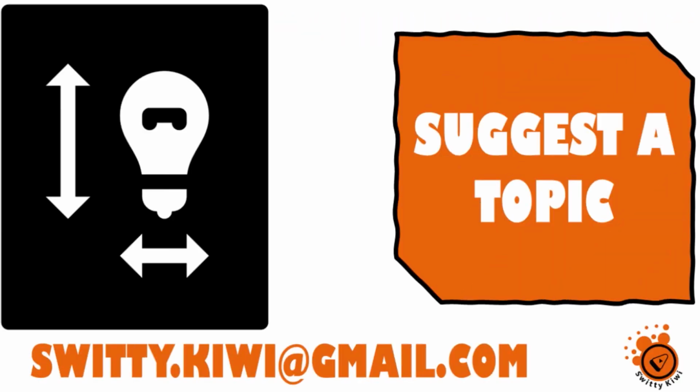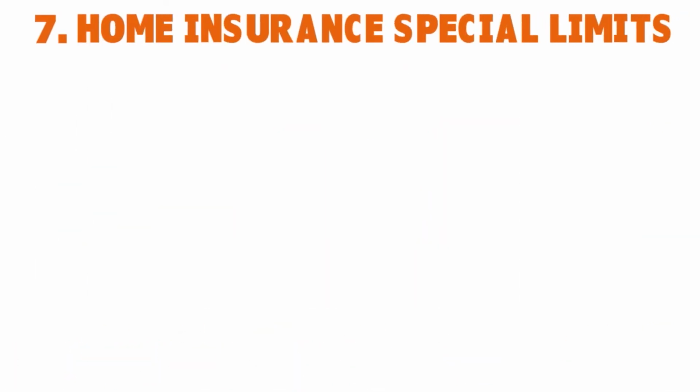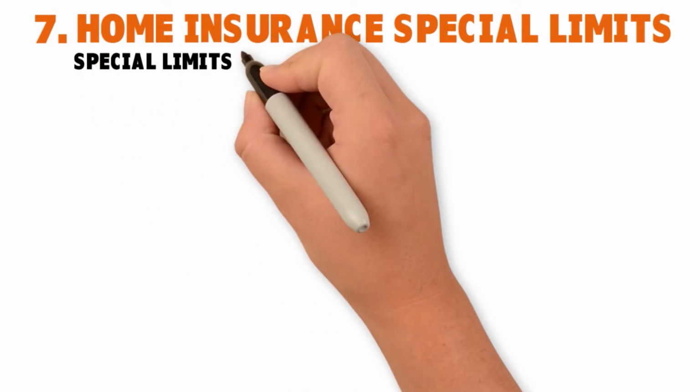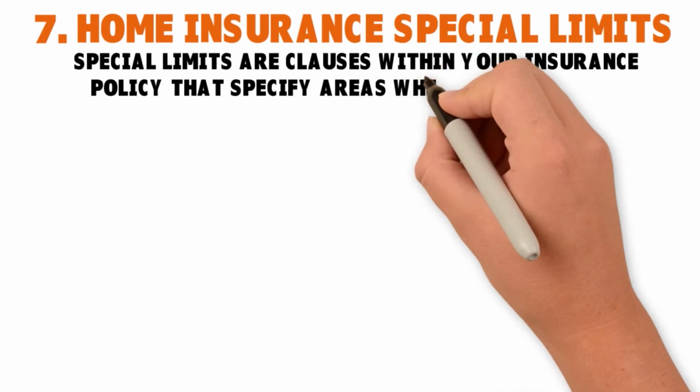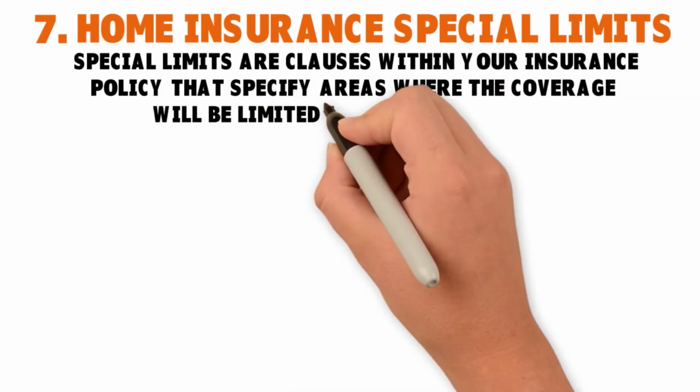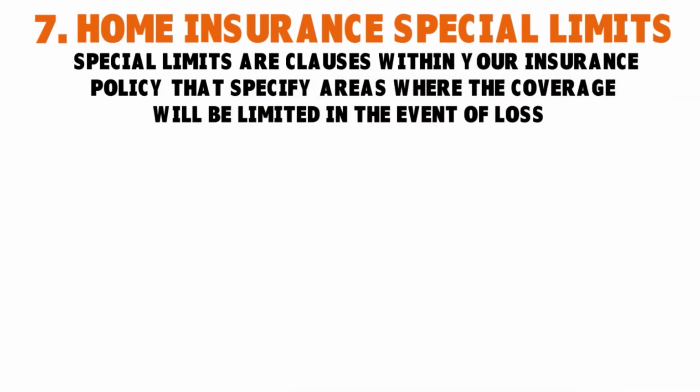What about home insurance special limits? Special limits are sometimes seen in policies across the country. You also see them in Canada, by the way. A special limit is a clause within your insurance policy that specifies areas where the coverage will be limited in the event of loss. If any of these special limits are relevant to you, you can ask to add coverage through a rider or endorsement.